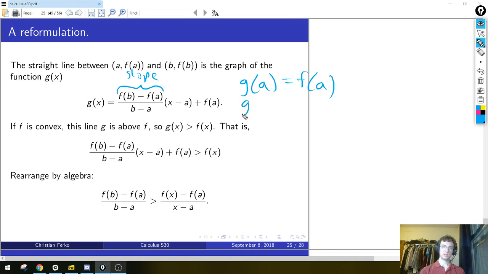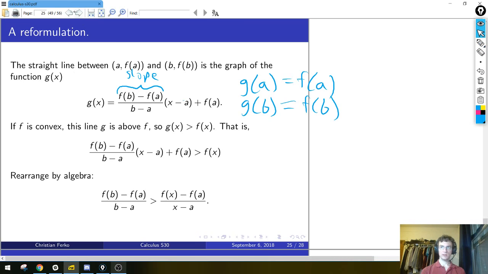And if you plug in b, g of b, now x is b, so b minus a cancels the denominator. You get f of b minus f of a plus f of a, and the f of a's cancel, and it's back to f of b. So that's why I'm writing it in the funky form. But hopefully you're convinced this is actually correct. So that's the straight line.